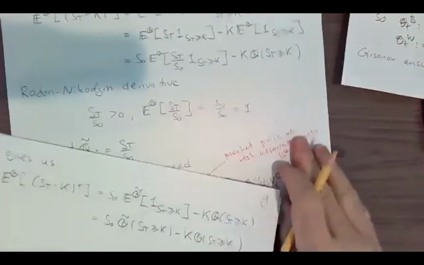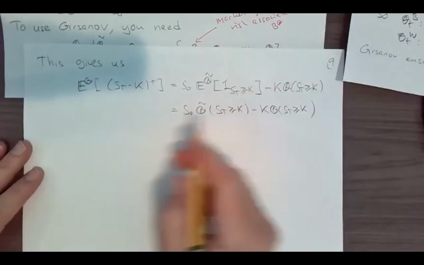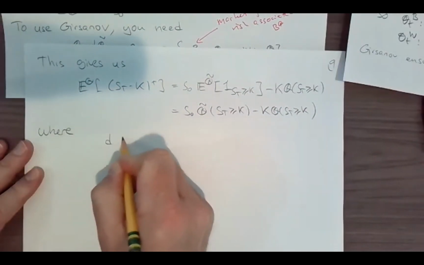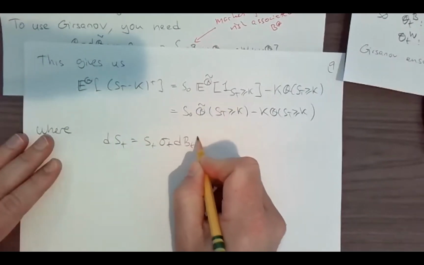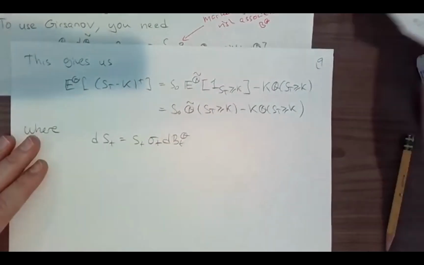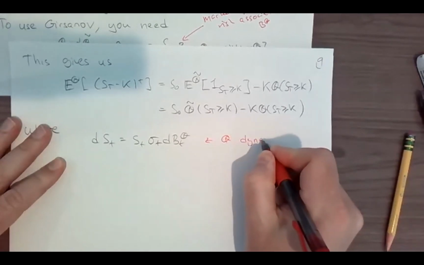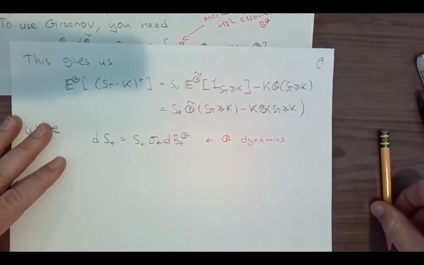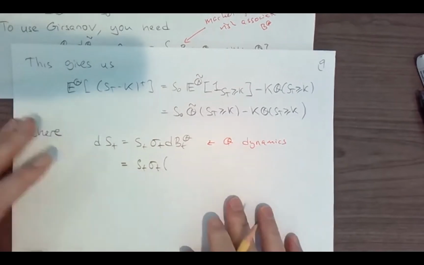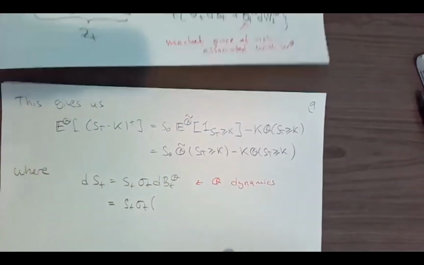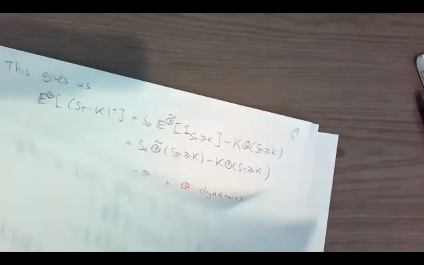And thanks to Girsanov, on the Q we have one set of dynamics. On the Q tilde, we have another set of dynamics. So we should also say where, so if you write down the formula for the dynamics on the Q, these are Q dynamics. And if I want to write them down in terms of Q tilde, then I'll have to write S_T sigma here. Then I'll use Girsanov theorem.